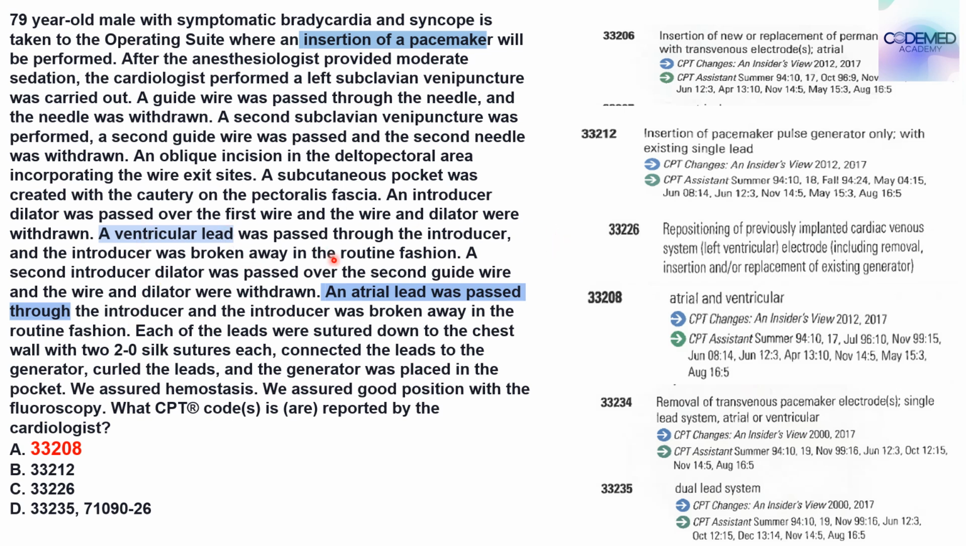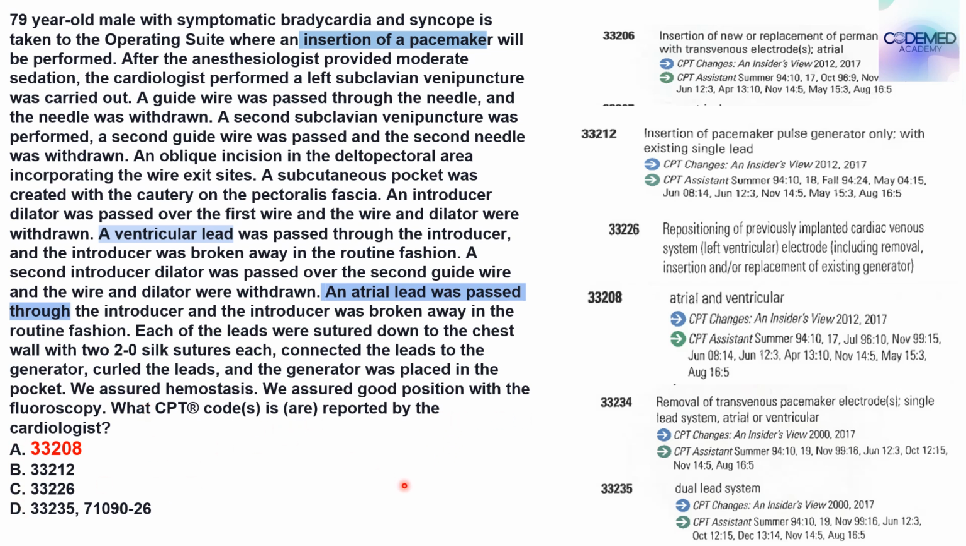The ventricular lead was passed through the introducer and the introducer was broken away in the routine fashion. A second introducer dilator was passed over the second guide wire and the wire and the dilator were withdrawn. An atrial lead was passed through an introducer and the introducer was broken away in the routine fashion. Each of the leads was sutured down to the chest wall with a 2-0 silk suture. Connected the leads to the generator, curled the leads, and the generator was placed in the pocket. We assured the hemostasis. We assured the good positioning with the fluoroscopy.